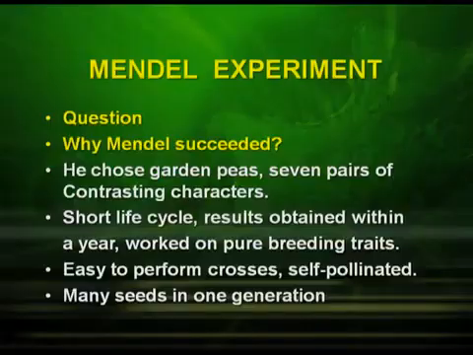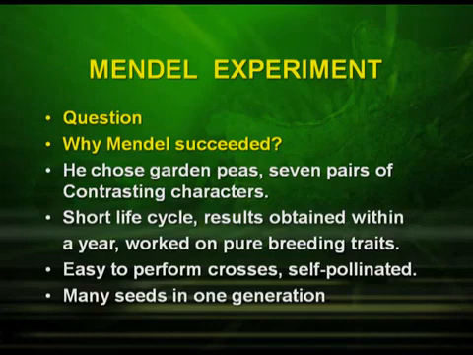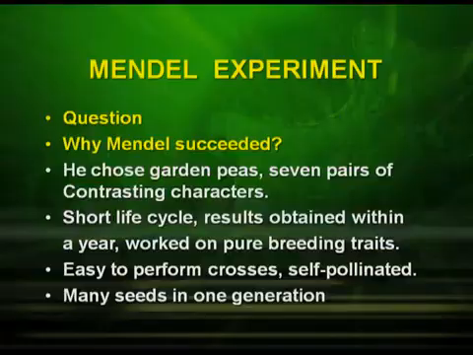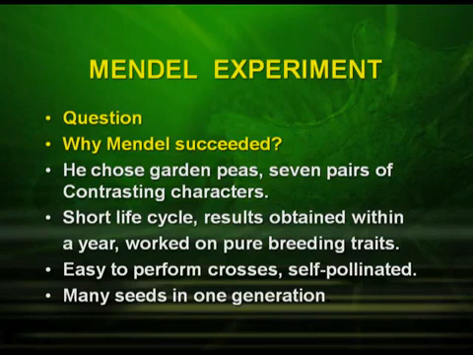Now, let us study Mendel's experiment. The very first question that arises in our mind is why Mendel succeeded. Let us see some of the reasons behind that. The first very important reason is he chose garden peas, which have 7 pairs of contrasting characters. The second very important point is that it has a short life cycle, so results are obtained within a year, and he worked on pure breeding traits.